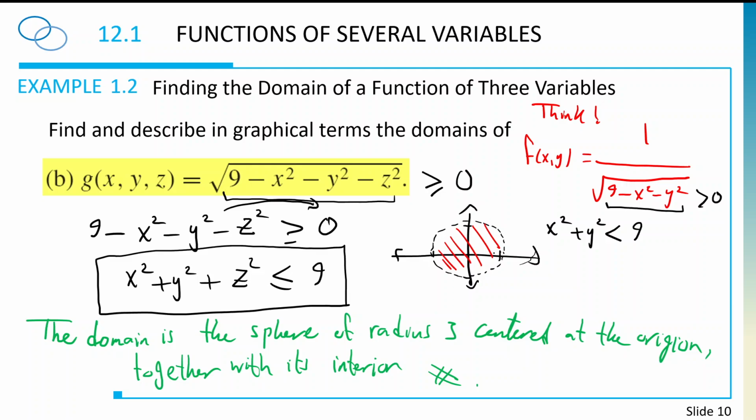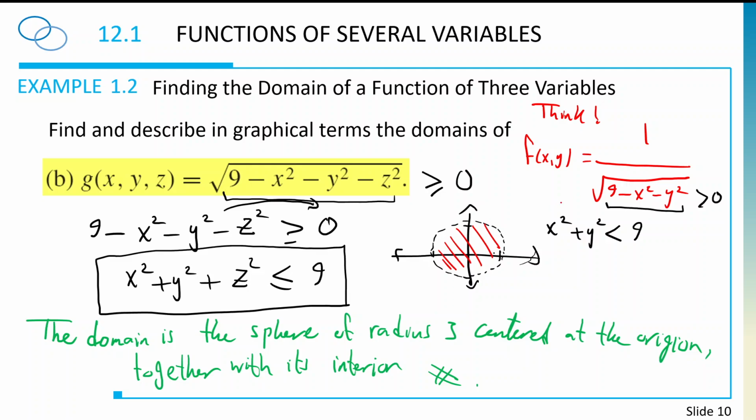Fine. So again, the domain is the interior part of the circle of radius 3 centered at the origin. Why didn't I take the circle itself? Because it's excluded. There's no equality, so it's only the interior part. What if I have it greater than, by the way? Let's say it was greater than 9. So it should be everything except the interior part of the circle.